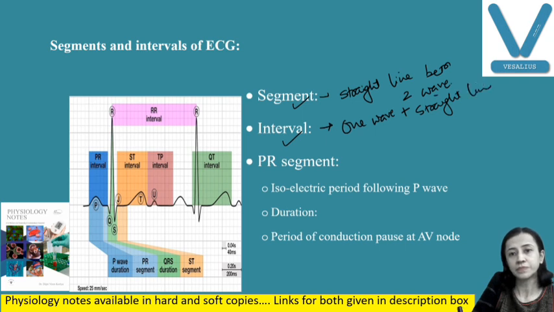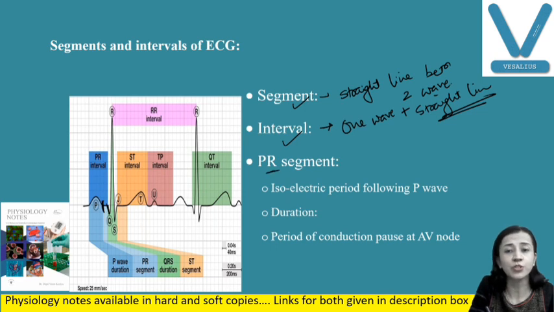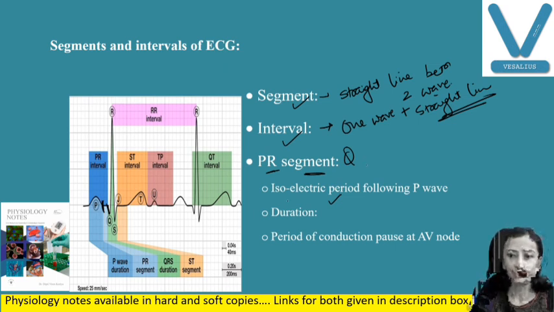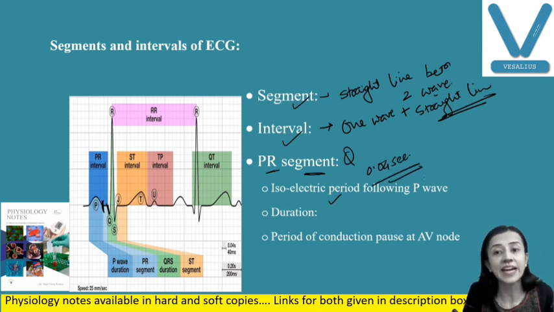Fine. Now, starting with this one, the PR segment. You can see here, this one, from the end of the P wave to the beginning of the R wave. Normally we say R wave because the Q wave is absent. So this is also said as the PQ segment, but because the Q wave is absent, we say PR segment. This is the isoelectric period between the P wave and R wave, and the duration is 0.04 second, and this is the period of conduction pause at the AV node.